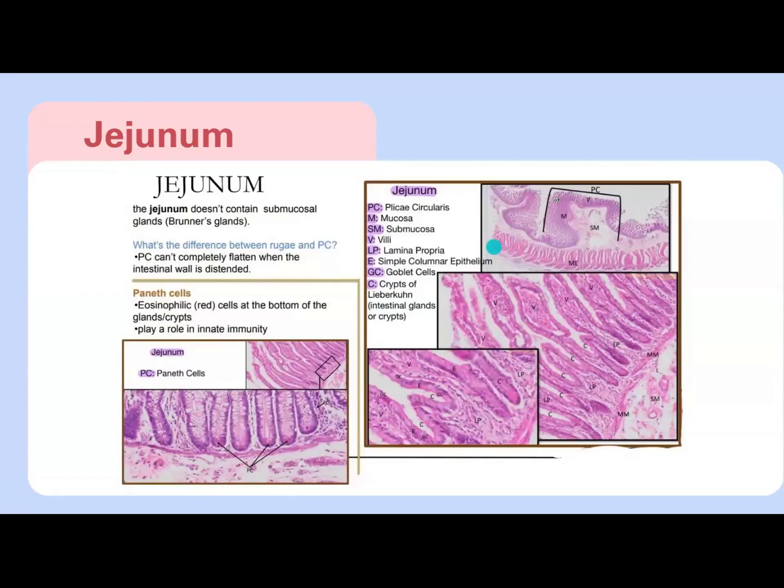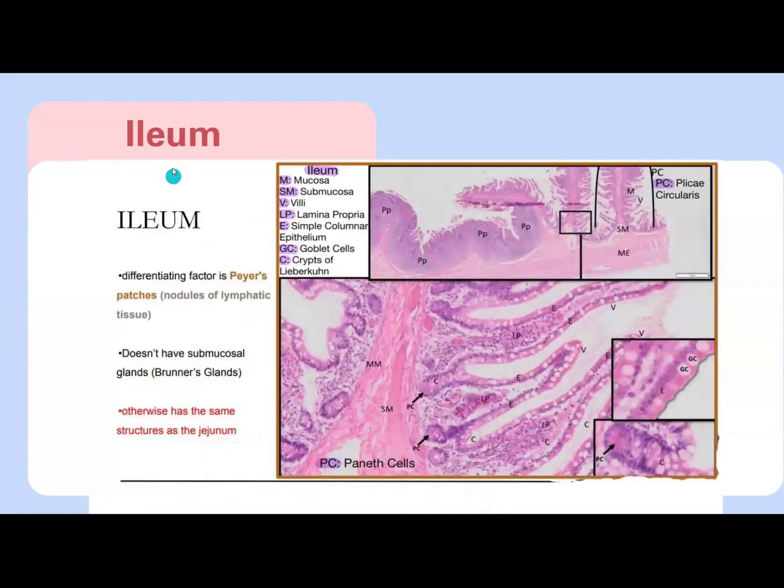Let's look at the plicae circulares of the jejunum. It's this entire fold, so it's basically one upward invagination. And that's mainly it for the jejunum. That's how you differentiate it from the others. Moving on to the ileum. The differentiating factor of the ileum is the Peyer's patches. That's it. The ileum and the jejunum are exactly the same.